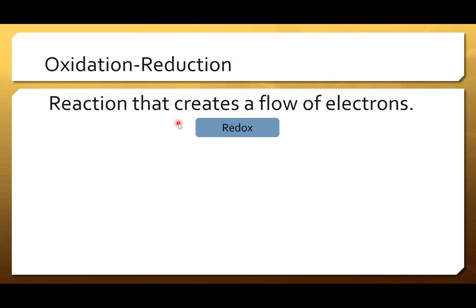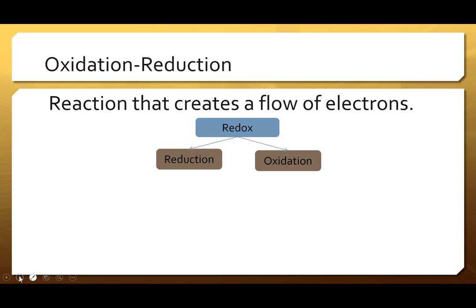So, reactions that create a flow of electrons. We as chemists are interested in chemical reactions. So yes, we can talk about batteries and lightning, but we're more concerned with reactions that would cause electrons to flow. These are called redox reactions, which is short for oxidation reduction.